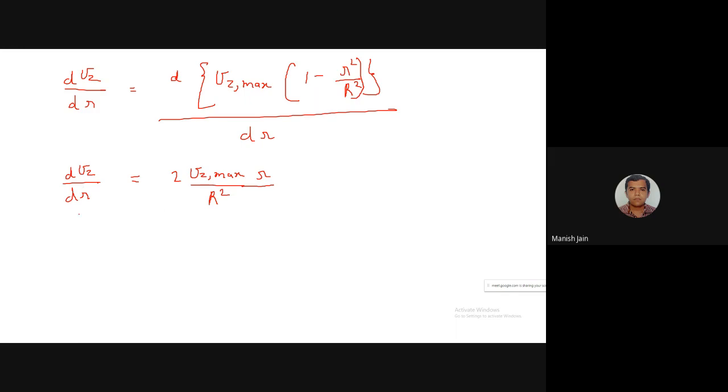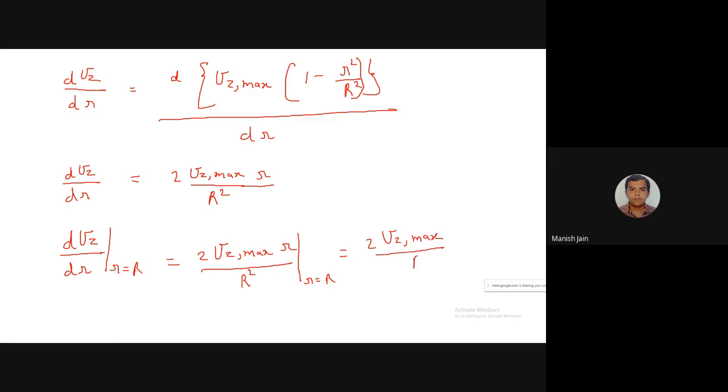Now, if dvz by dr is this much, then dvz by dr at r equal to capital R should be equal to 2vz max r divided by r square at r equal to capital R. Now substitute r equal to capital R here, and you will get 2vz max divided by R. So this is dvz by dr at r equal to capital R.